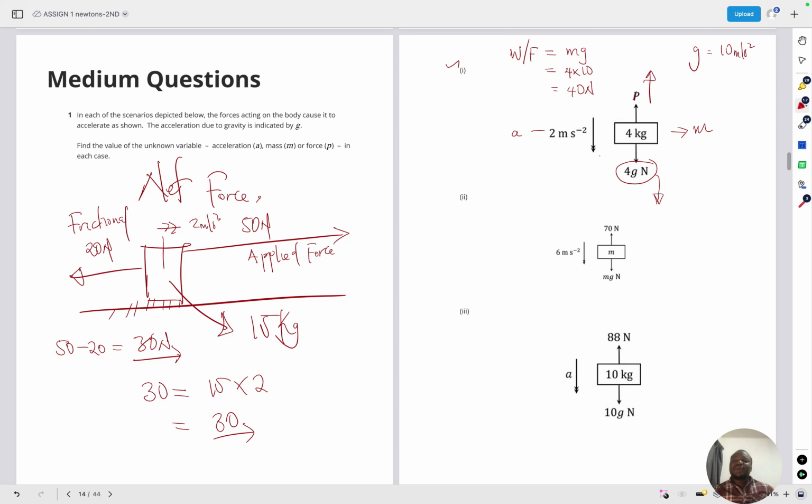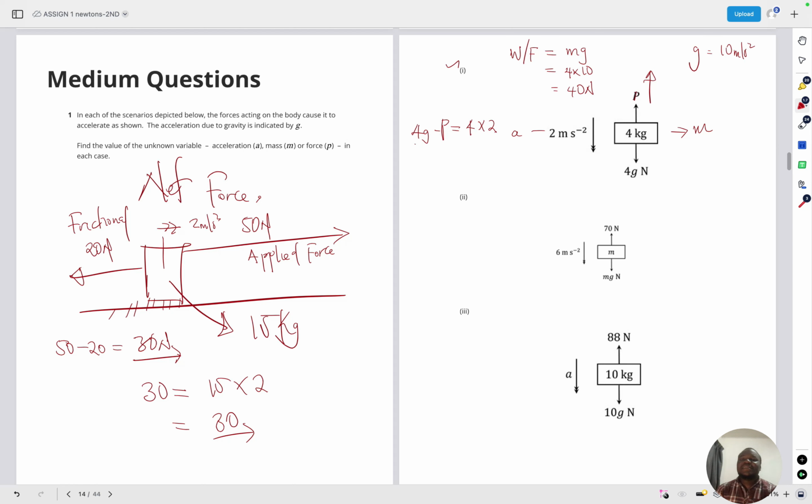Now, what we know from Newton's second law of motion is that the net force between the 40 newtons and the P must be equal to the mass times acceleration of the object. So to find the value of P, we know that 4G minus P gives us the resultant force that is making this thing move at 2 meters per second squared, should be equal to the mass. The mass is 4 kg, 4 times the acceleration 2.